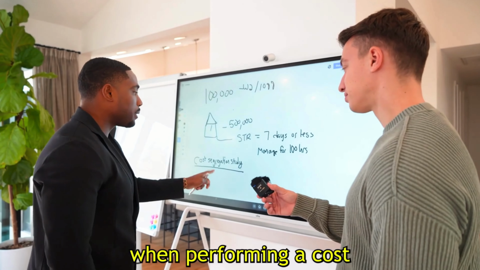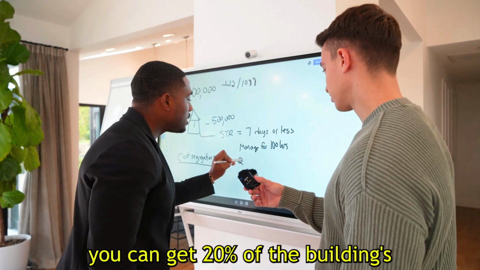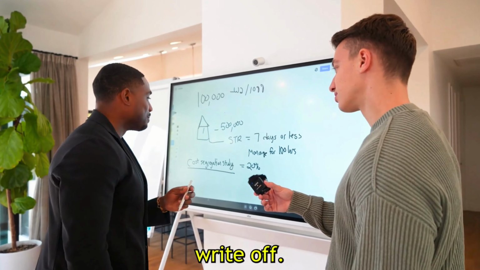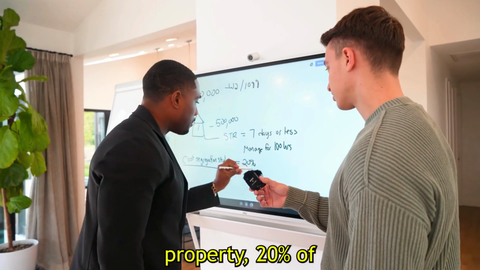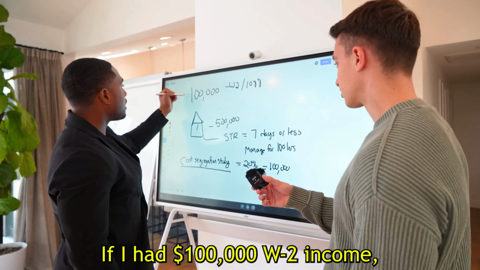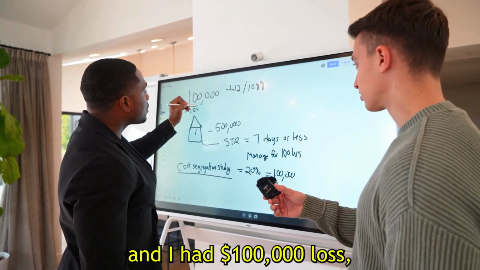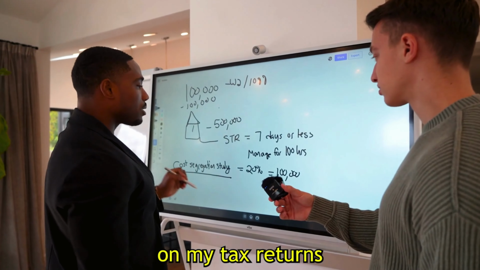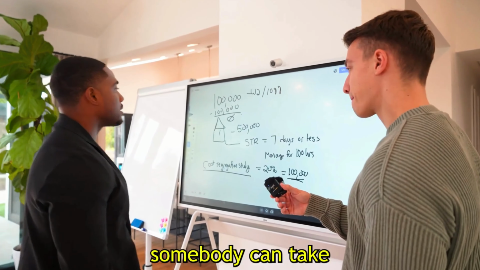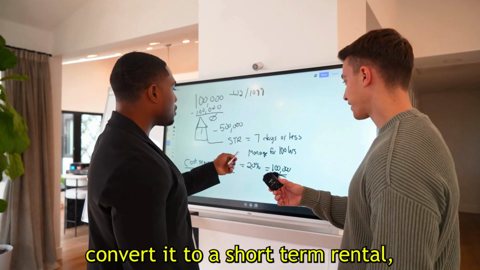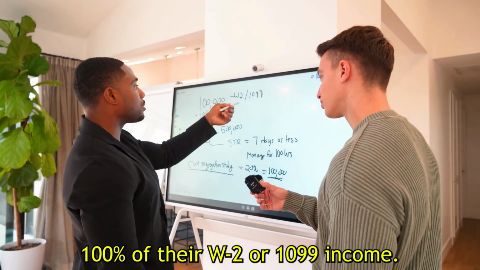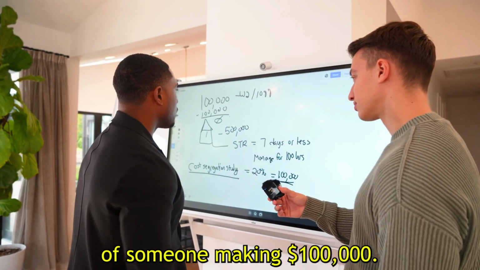On average, when performing a cost segregation study, you can get 20% of the building's purchase price as a year one tax write-off. So with a $500,000 property, 20% of that would equal $100,000. If I had $100,000 W-2 income and a $100,000 loss on my tax returns from depreciation, I'm tax-free. This is how somebody can take a $500,000 property, convert it to a short-term rental, manage it, create a paper loss, and offset 100% of their W-2 or 1099 income. And this is just an example of someone making 100K.